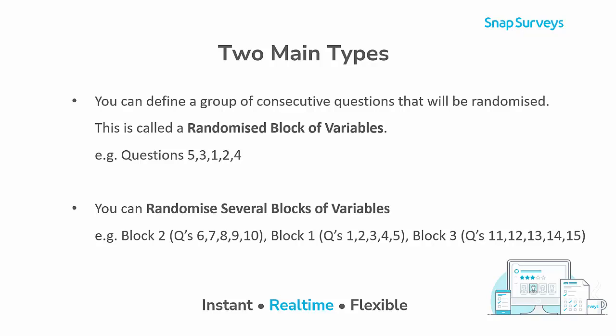You can set up a series of consecutive questions to be displayed randomly. This is called a randomised block of variables. And as you can see, I've given an example here of question 5, followed by 3, 2, 1 and 4.